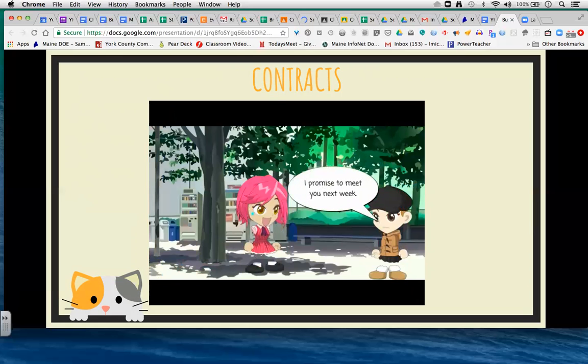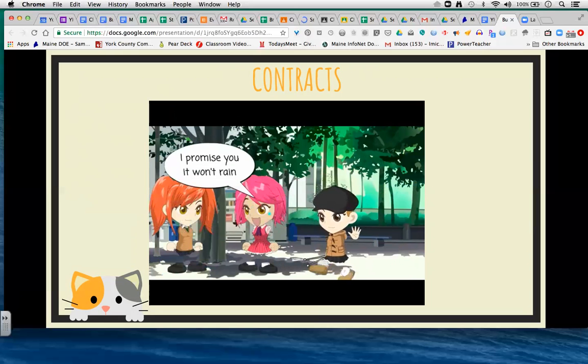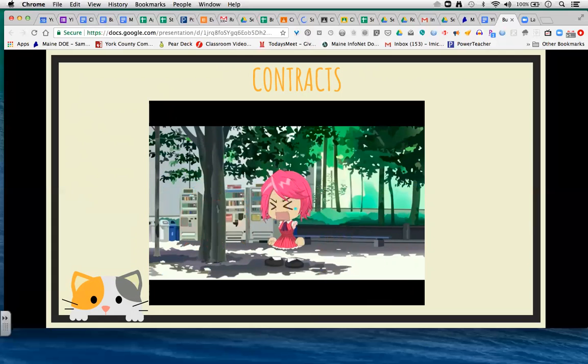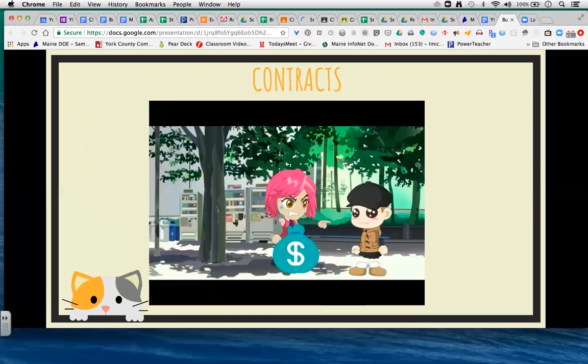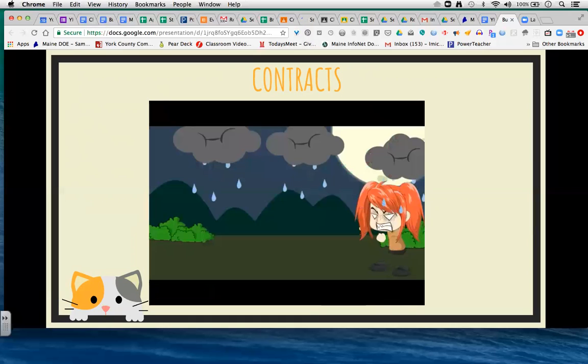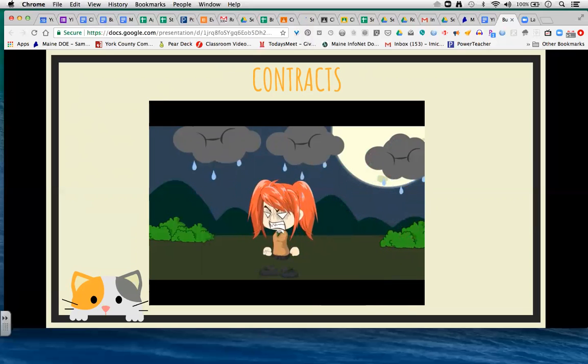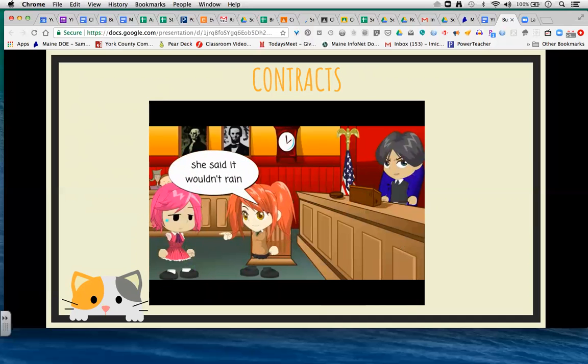Now, people make promises all the time. For example, I promise to meet you next week. Don't worry, I promise you it won't rain. But with contracts, remember, we're concerned with liability if the person breaks a promise. If your friend doesn't show up in the park as scheduled, we don't expect a court to make someone pay for not showing up on a date. Likewise, maybe your friend promised you that it wouldn't rain, but you're probably not going to sue your friend because her weather prediction was wrong. Without even studying the law, instinctively, we don't expect your friend's weather prediction to be a legally enforceable contract.